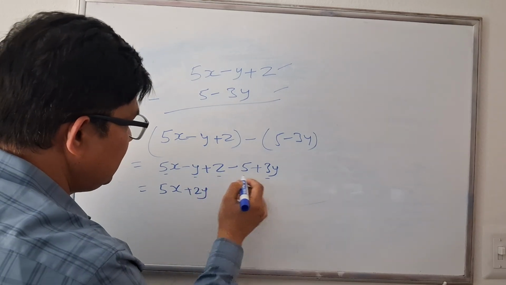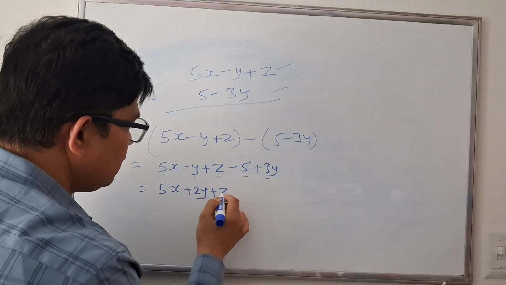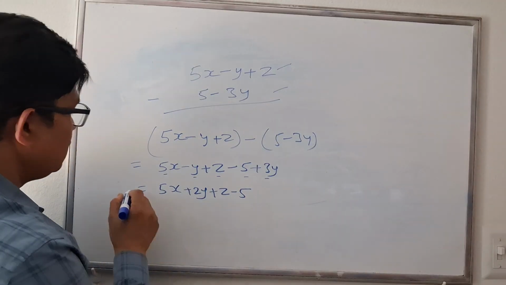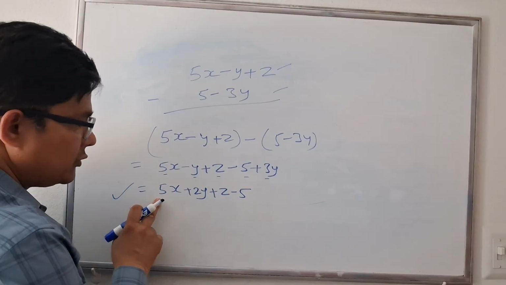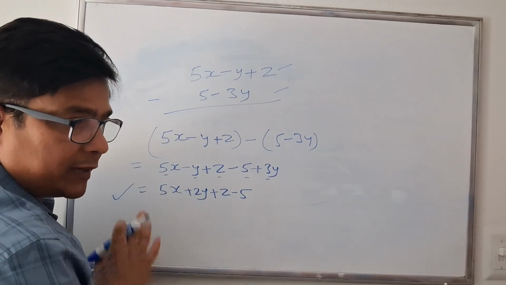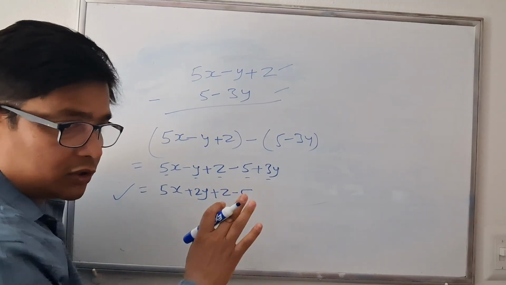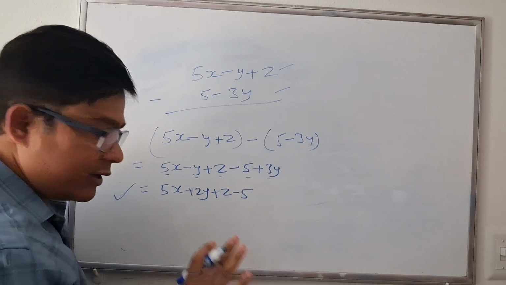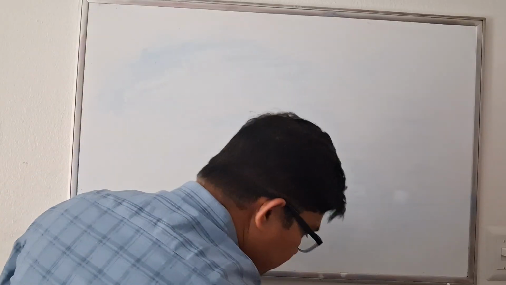Now what is left? z and 5. Do we have any other term with z? No. So we'll just write it down. Do we have any other constant? No. So we'll write it down. Now this is the answer. Now you cannot say it's 5x plus 2y is equal to 7xy. No. We cannot add them. x will be added to x, y will be added to y, z will be added to z, constant will be added to constant. No mixing. Never.